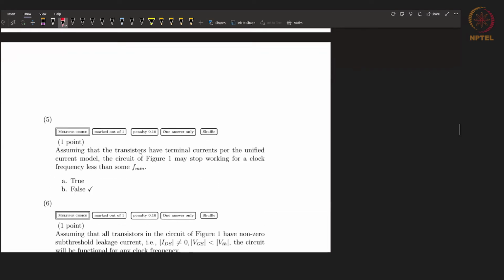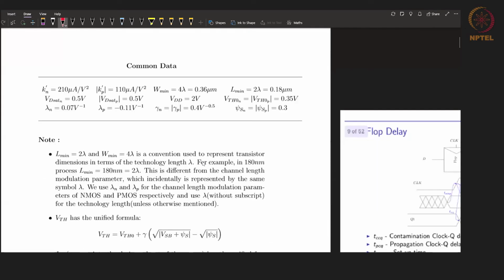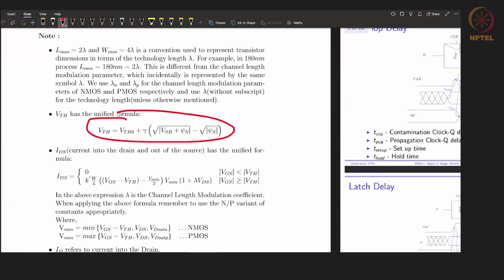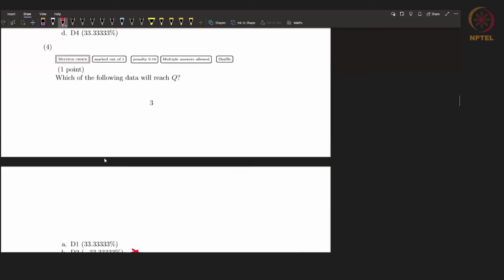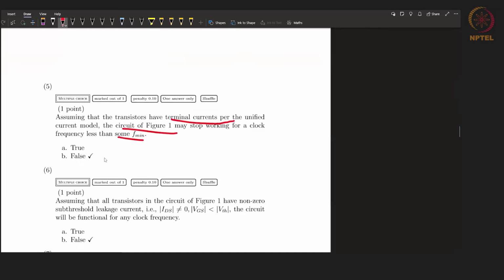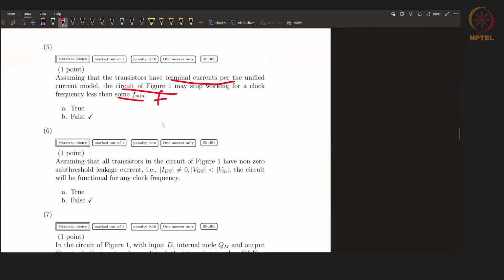D2 is not ready. Assuming that the transistors have terminal currents as per the unified current model, the circuit of figure 1 may stop working for a clock frequency less than Fmin. If you go back and look at the unified current model, you do not have any leakage terminologies. That is, when VGS is less than VTH, it's absolutely zero current. Therefore, in such a case, you can operate at any frequency, right? There is no Fmin.